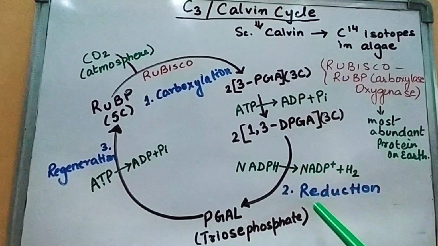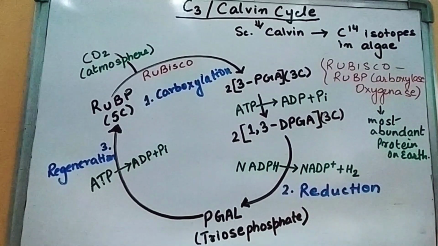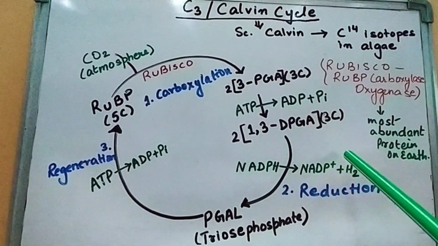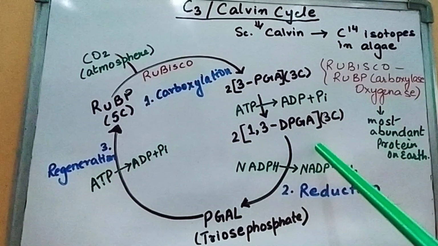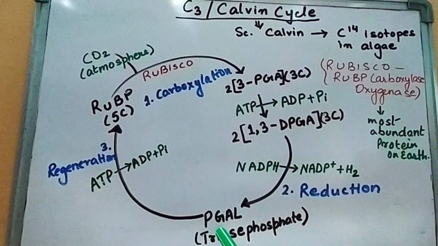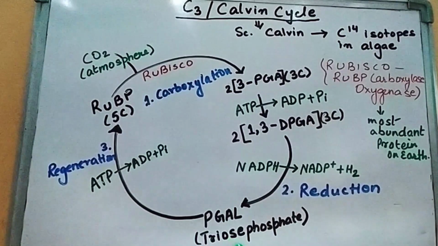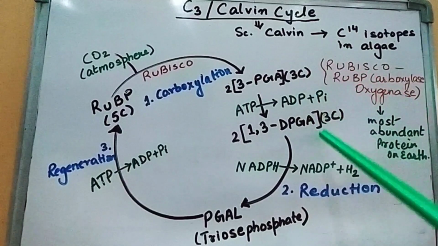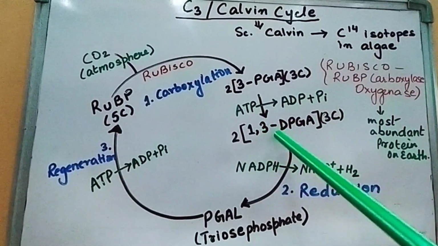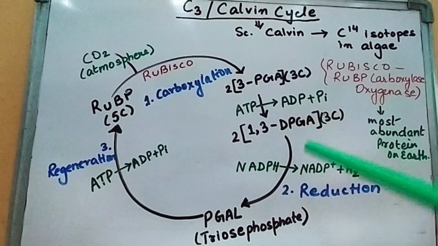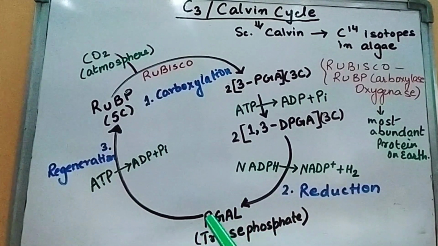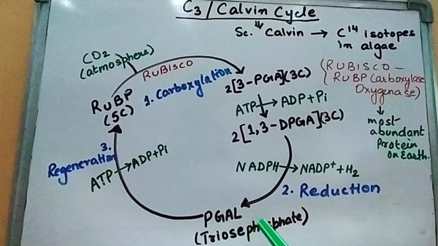Next step is reduction, where 1,3-DPGA, that is diphosphoglyceric acid, will reduce to phosphoglyceraldehyde, PGAL, which is also known as triose phosphate, as it is also a 3 carbon compound. So from 1,3-DPGA, what is produced? Triose phosphate, that is phosphoglyceraldehyde.